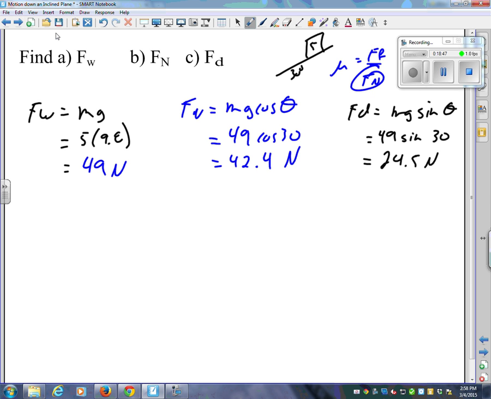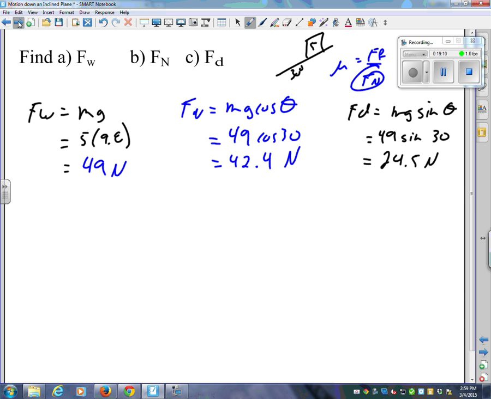How much force is accelerating this object down the plane? 24.5 newtons. What's producing that force? What's contributing to it? Where's it coming from? Gravity. And the angle, right? The greater the angle, the greater that FD. If there was no angle, that FD would be 0.